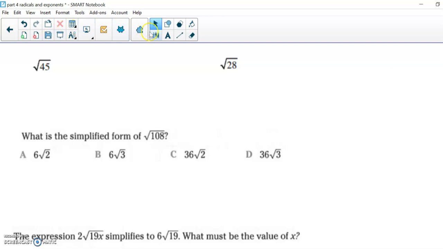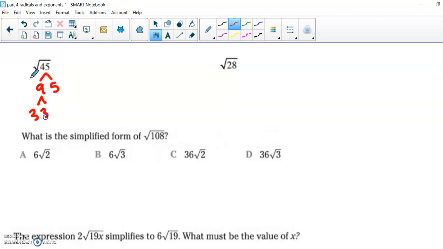We're going to factor 45, and we're looking for all prime numbers. So 9 times 5 will give us 45. 5 is prime, so we're done with that. We're going to break 9 down, 3 times 3.